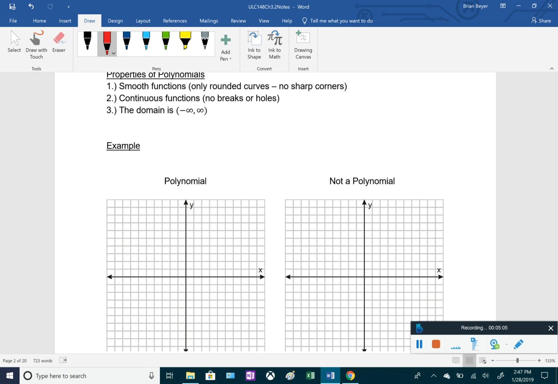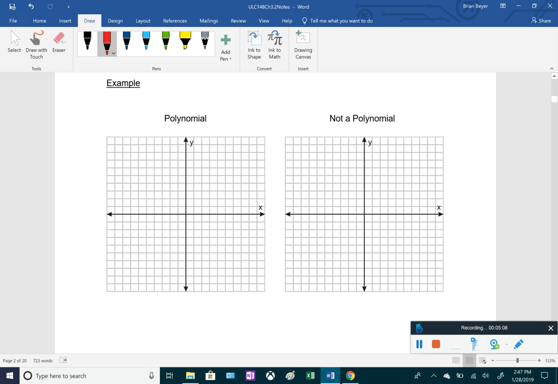So some examples of what they might look like here. For something that is a polynomial, it might look something like this. So they're always going to have arrows on the end. So we can see that this is a smooth function because it's only rounded corners. And something that's not a polynomial might be something like this.